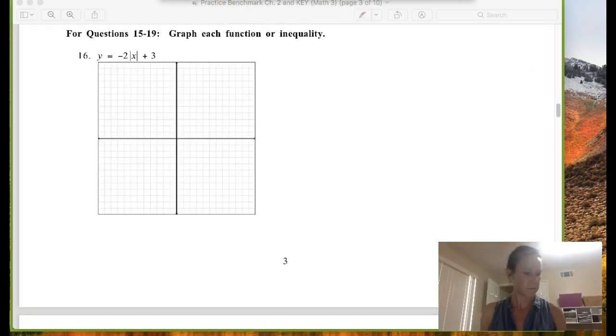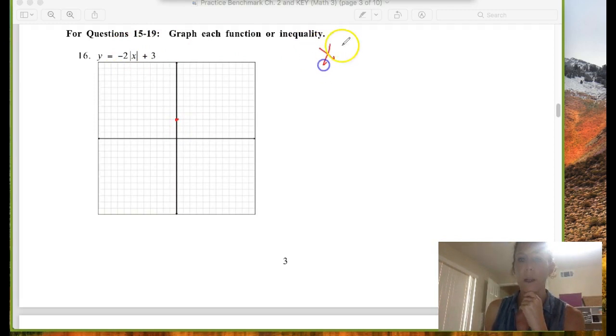All right, number 16, graph each function or inequality. So we have an absolute value function. We know our basic absolute value function is one of these. So let's see what we're going to do here. Inside the parentheses, I didn't shift left or right. So my vertex doesn't move left or right, but it does move up 3. So I'm going to go up 1, 2, 3. Now this negative value here is going to flip my absolute value upside down. And this is going to stretch me by a value of 2.